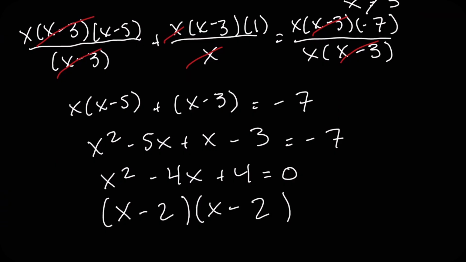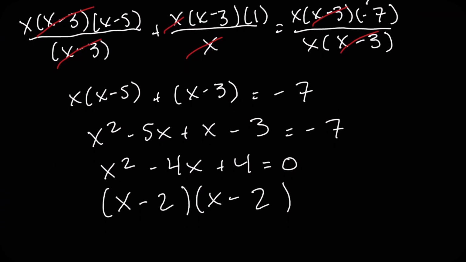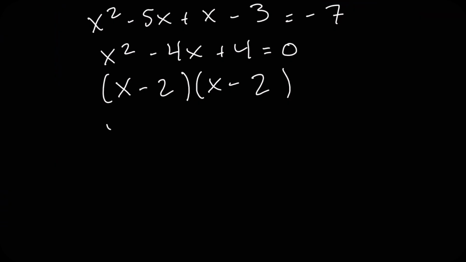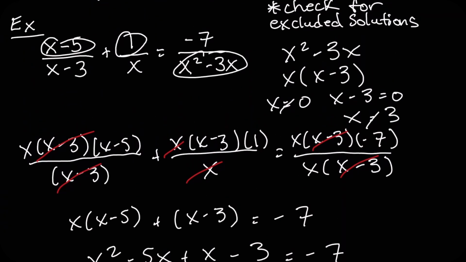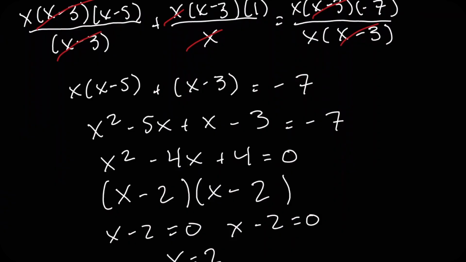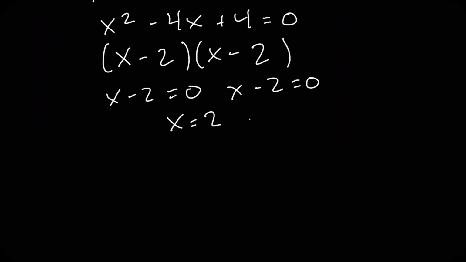Okay, so negative 2 and negative 2, that would be x minus 2 is equal to 0, and then it's just the same thing. x minus 2 equals 0. So x is equal to 2. Again, you're not done here. Go back up, check to make sure. So in our case, we didn't want it to be equal to 0 or 3. So we are good to go, and we can go ahead and say that x is equal to 2 will be a solution.